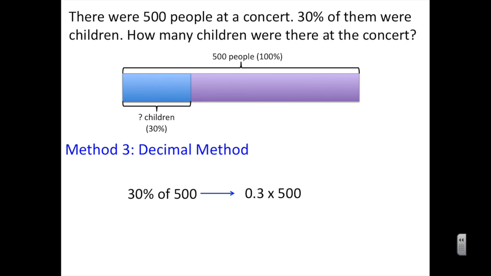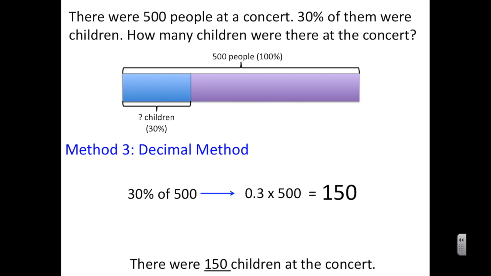So now we have a problem that we can solve either mentally, or you can write it out and solve it. When you solve it, you will find that it equals 150. So in this method, we changed the percentage into a decimal and then multiplied it by the quantity. And we once again found that there are 150 children at the concert.